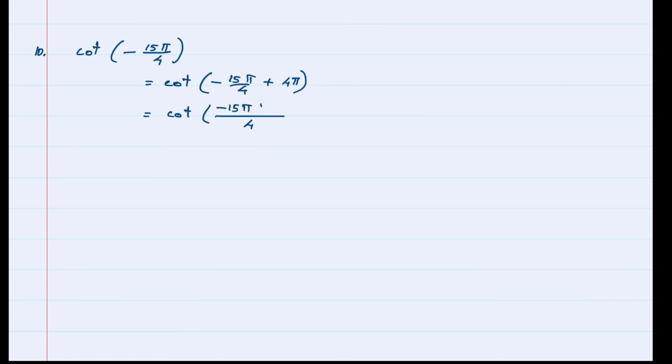10th question, cot of negative 15 pi over 4. So, the closer number is 16 over 4, which is 4. So, we will add 2 complete revolutions to this given angle, which is 4 pi. 16 by 4 is 4. 4 pi is 2 complete revolutions. Let us take LCM. Negative 15 pi plus 16 pi, and it becomes cot of pi over 4. Cot pi over 4 is 1.